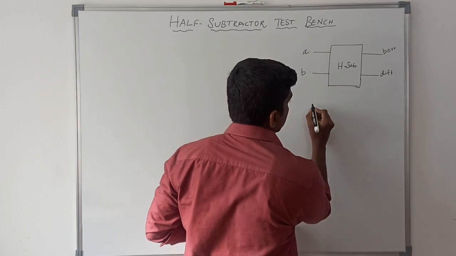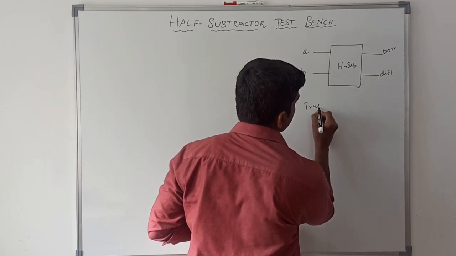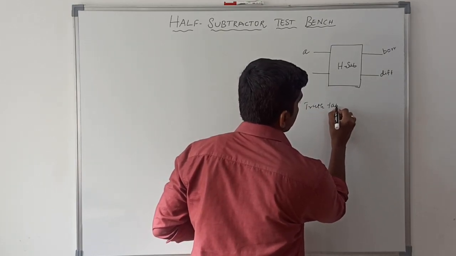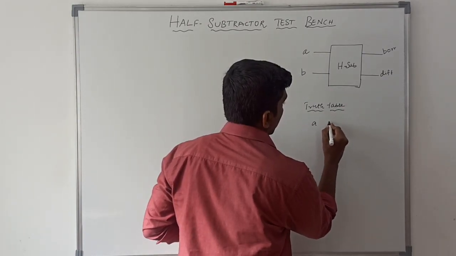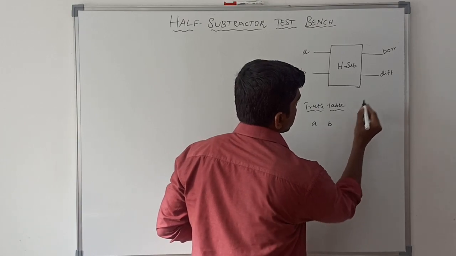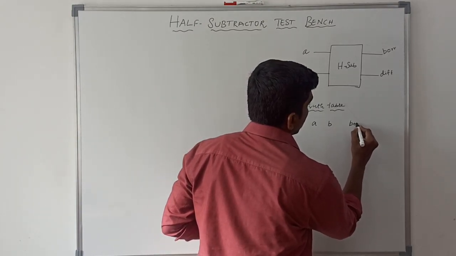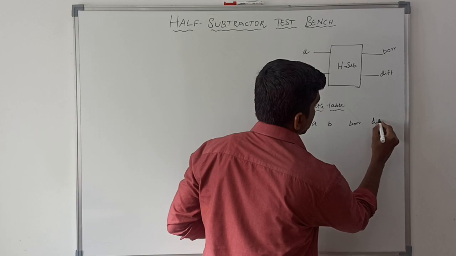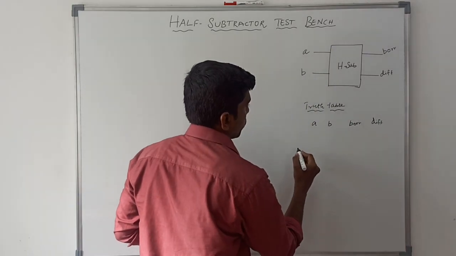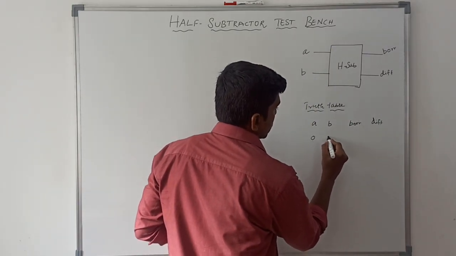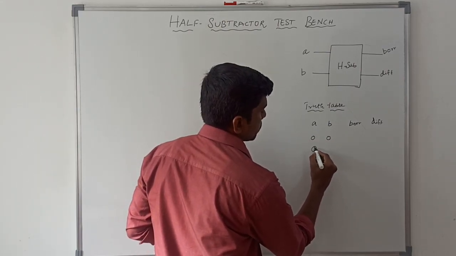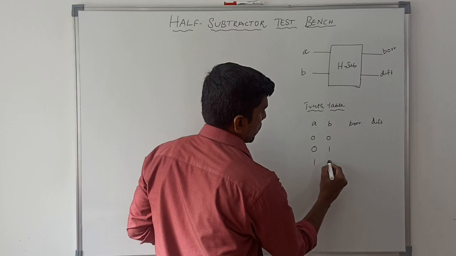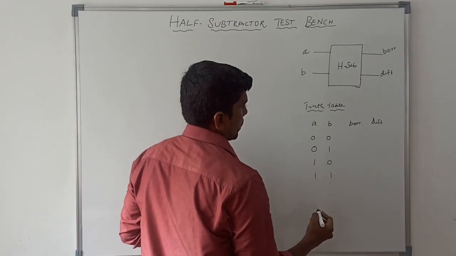Now I write the truth table. The truth table for half subtractor: A and B are the input variables, and borrow and difference are the output variables. These two input variables make four combinations of input: 0 0, 0 1, 1 0, 1 1.